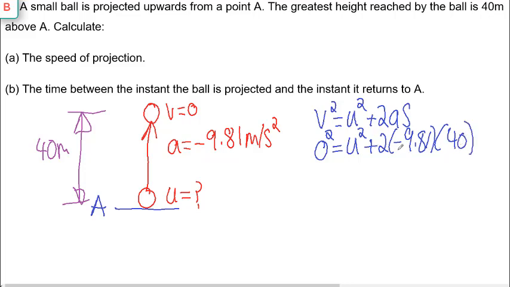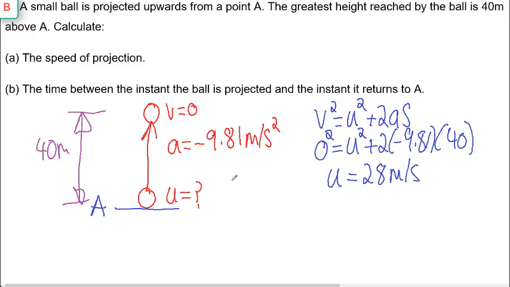Now, moving all this to this side, and then square rooting both sides, we get a value of 28 meters per second. So the initial speed of projection was 28 meters per second.